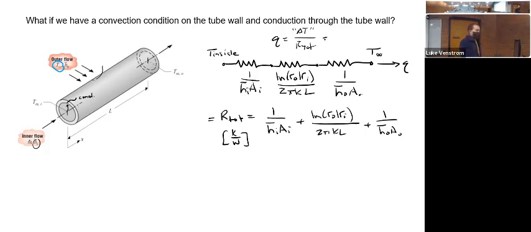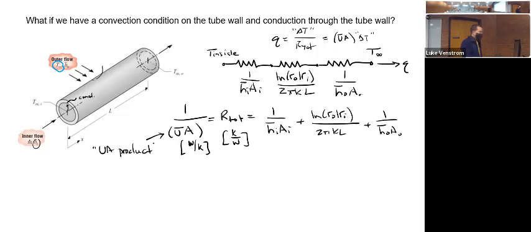But we can also think about this as a convection coefficient times some delta T. And so this R total represents the inverse of something that's called the UA product. And this has units of watt per Kelvin. It's the UA product. It represents the inverse of the total resistance to heat transfer between the two fluid streams.